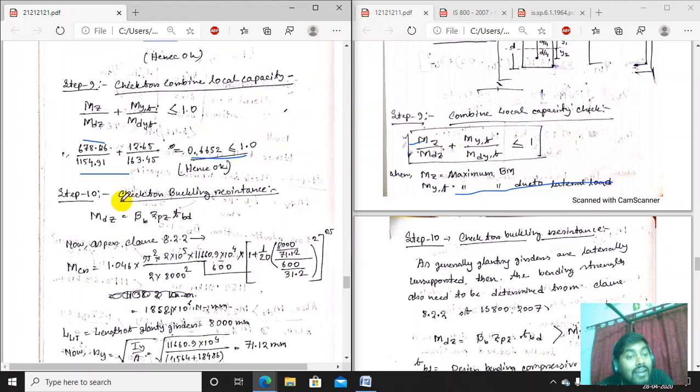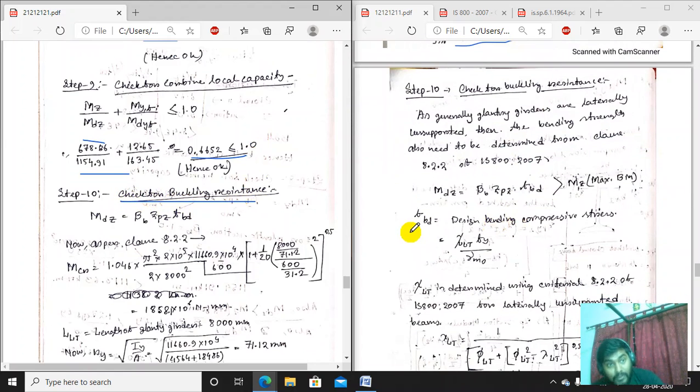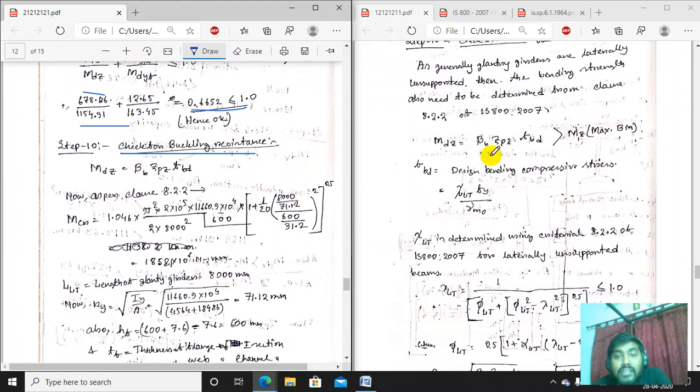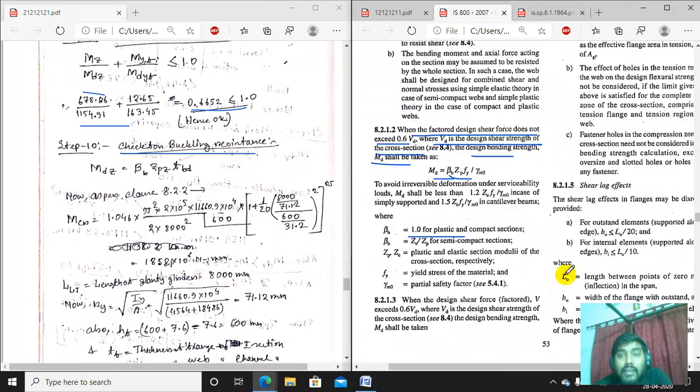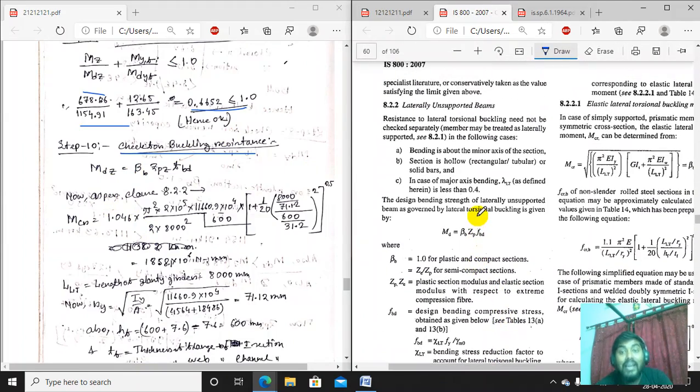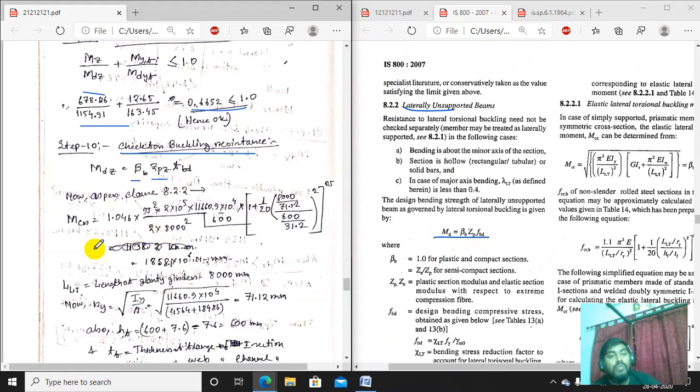Coming to the check for the buckling resistance. After this, check number 10 is not much necessary, because I have told you in the previous class that if you have time in the exam, then you can proceed for the check. Let us do the check anyhow. So Mdz will be calculated by 8.2.2. I think you know how to determine it, because it is for laterally unsupported beams, we have to check for that also. For the laterally unsupported beams, that formula we have to use: beta b, Zp, fbd. So beta b we know, Zp we have determined. Now coming to the fbd.